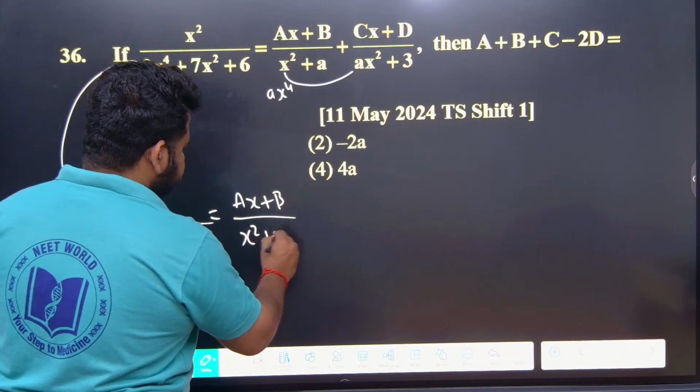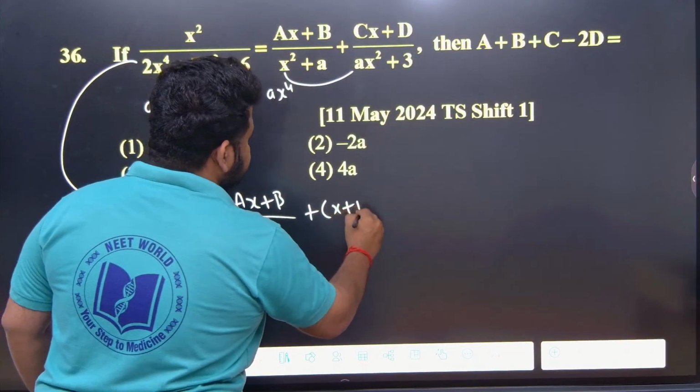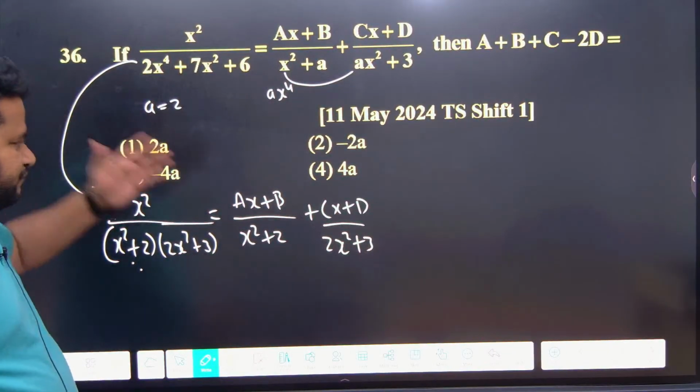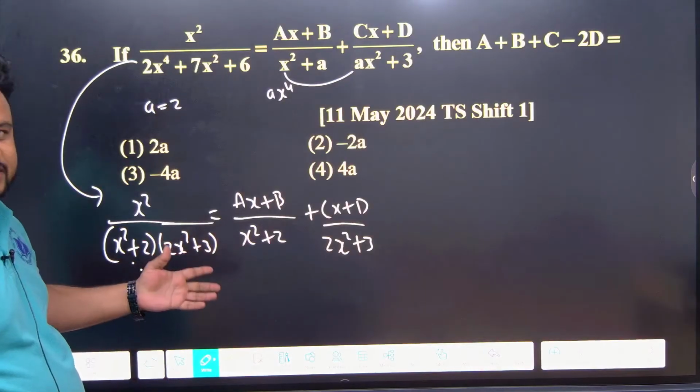Ax plus b over x square plus 2, plus cx plus d divided by 2x square plus 3. This is what I have. Now instead of using the shortcut, let us use another shortcut, that is comparing the coefficients.